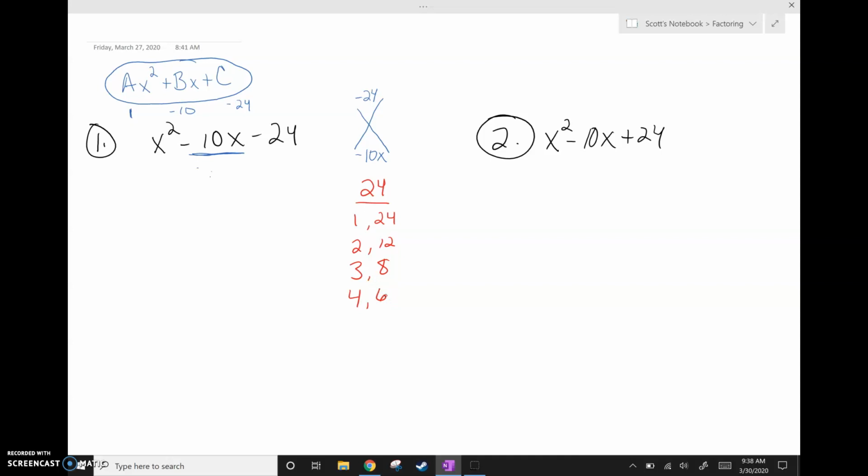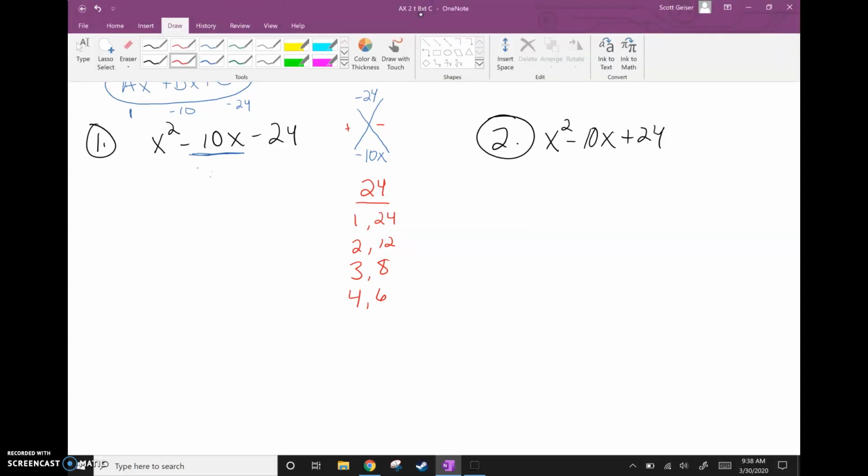One common thing is I need to make sure I get my signs right. If I'm multiplying to a negative number, I'm going to have one that's positive and one that's negative, because a negative times a positive is going to give me that negative number on the top. So if I have one positive and one negative number, that would give me my combo. I'd have to figure out which combo down here would add to a negative 10.